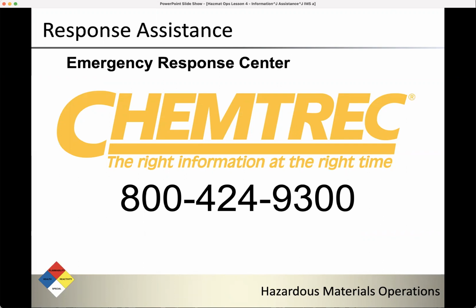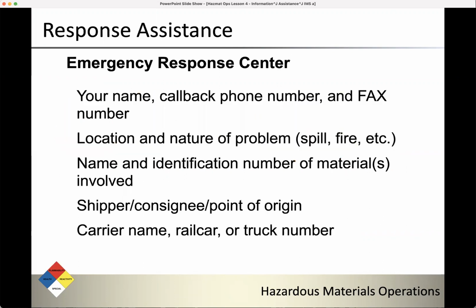Very helpful information source. So response assistance. They have an emergency response center. They will ask you for your name, a callback phone number, maybe a fax number, probably not these days. Location and nature of the spill, of the problem. So is it a spill, something on fire? If you know the name or the identification number of materials involved, who the shipper or the consignee or the point of origin is, the carrier name, rail car, or truck number. You give them all that information.